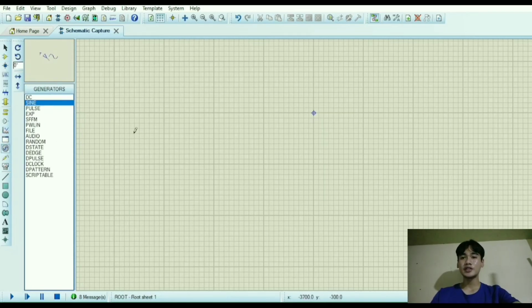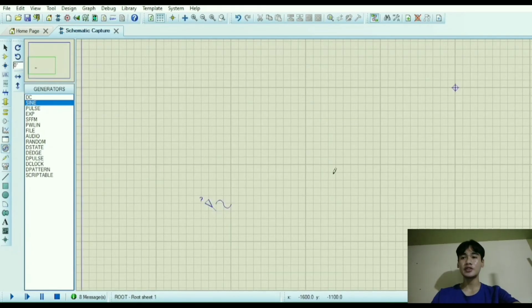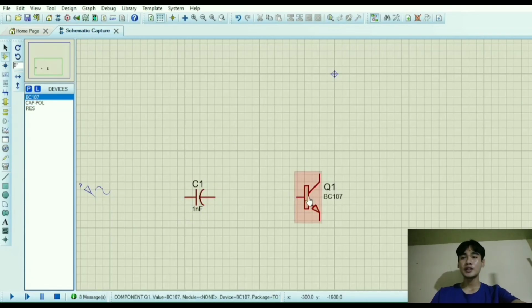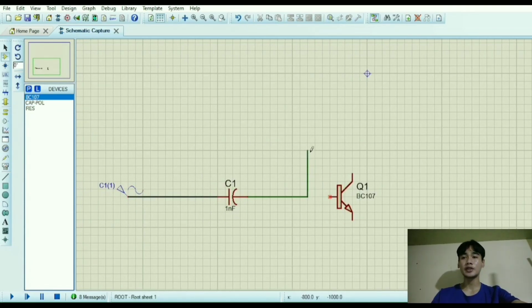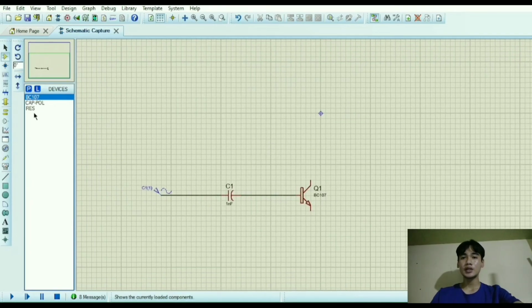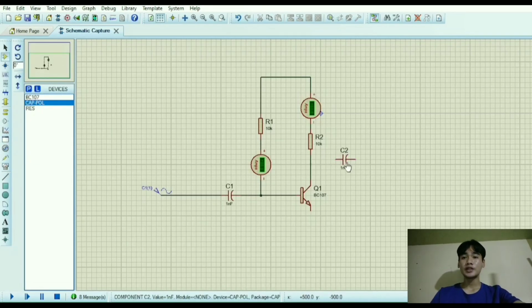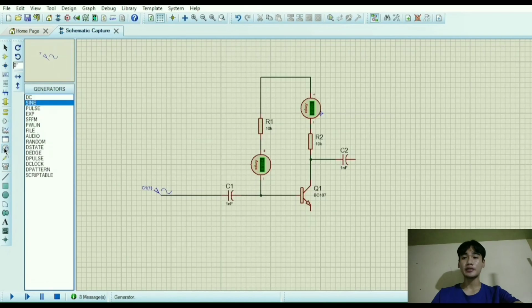So the first thing is to put the V sign, which can be found in the generators. Then we put the capacitor and then the transistor. So you can see the base, the collector, and the emitter of the transistor. Next is we put the first resistor and then the second resistor, together with the AC ammeters to measure the current flowing across the resistors. And then we put another capacitor here. And don't forget the terminals, which is the ground.